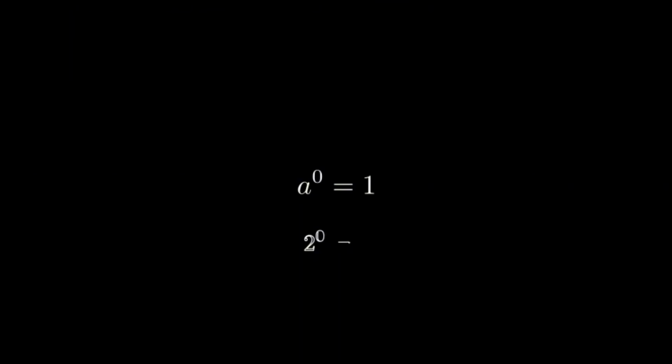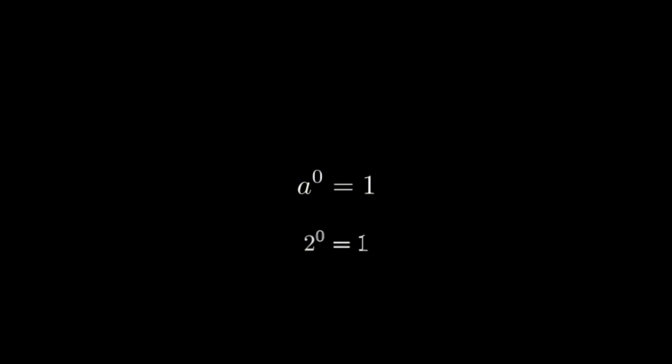Let's explore one of mathematics' most intriguing paradoxes: 0 raised to the power of 0. The first fundamental rule of exponents states that any number a raised to the power of 0 equals 1. This rule holds for almost any base value we choose. For example, 2 to the power of 0 equals 1.